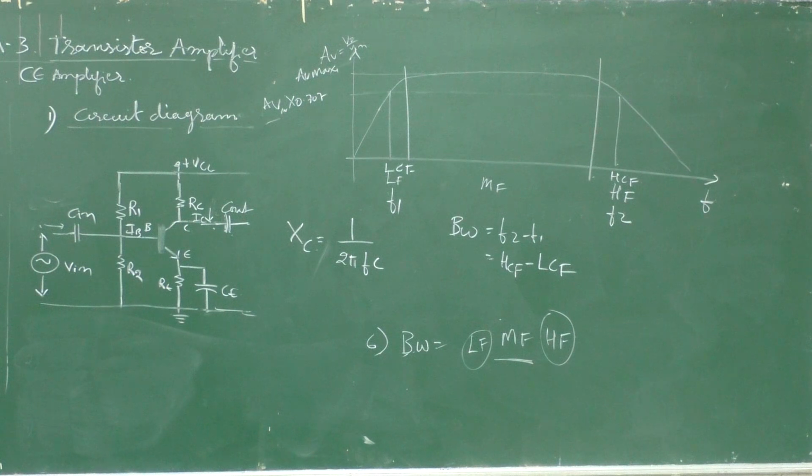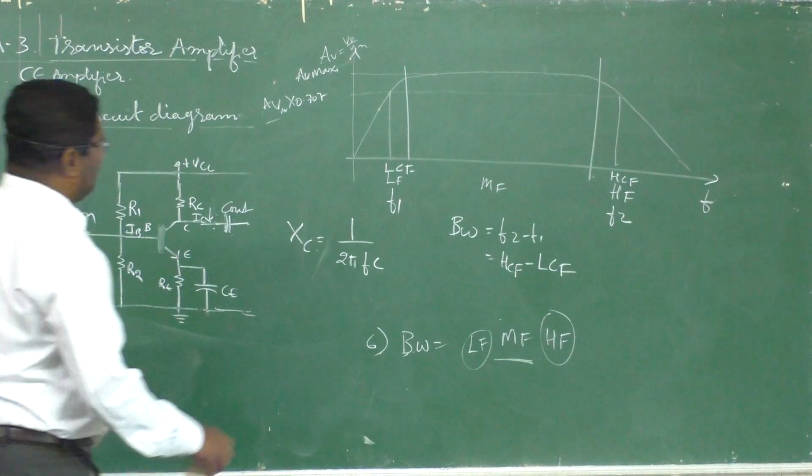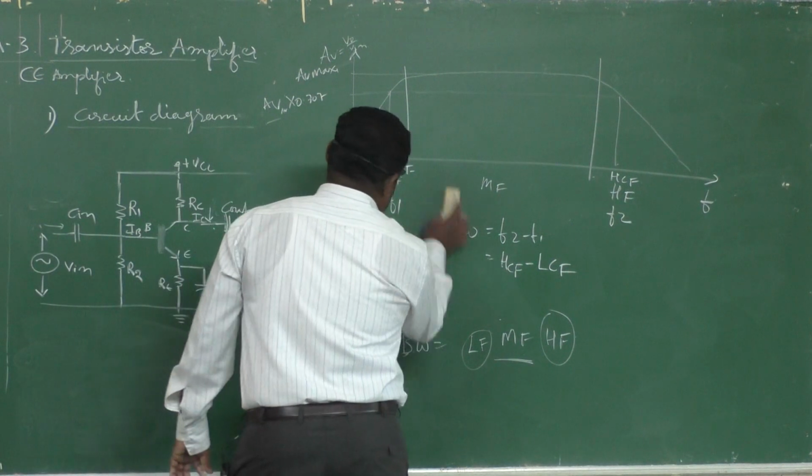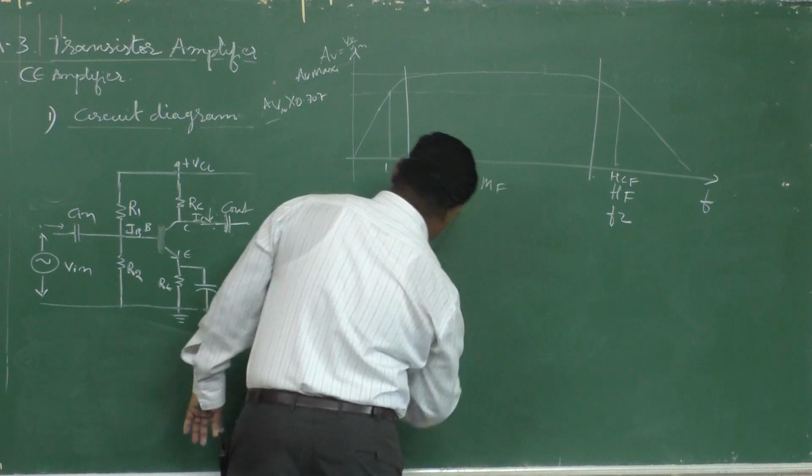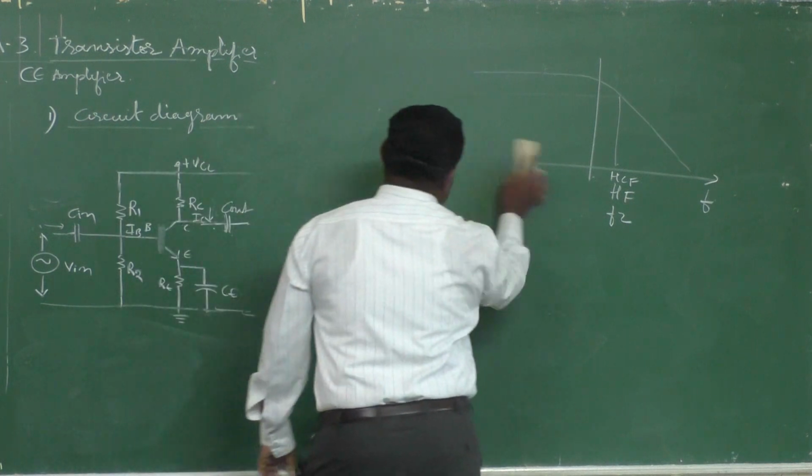And then we have applications. So there are 4 applications mainly: communication system, RF signals, AF signals, and signal generators. So what are the applications of this transistor amplifier? Mainly there are 4 applications.